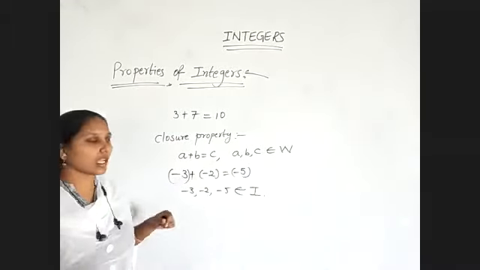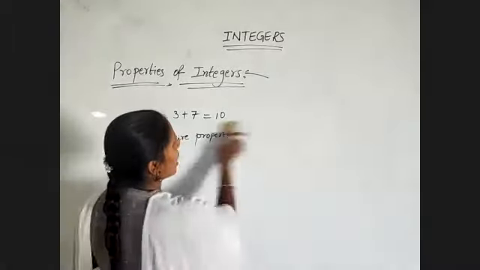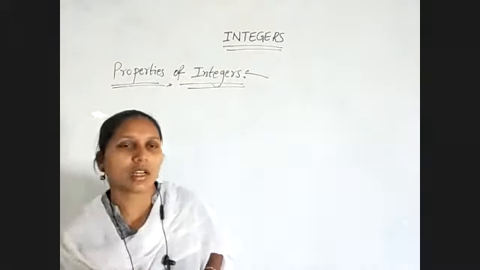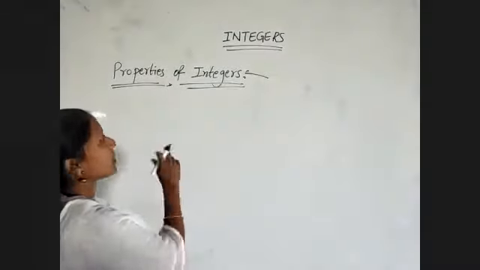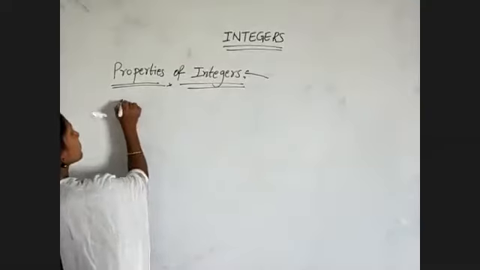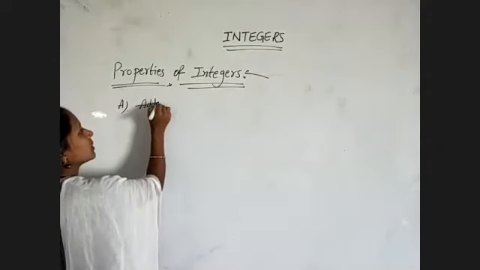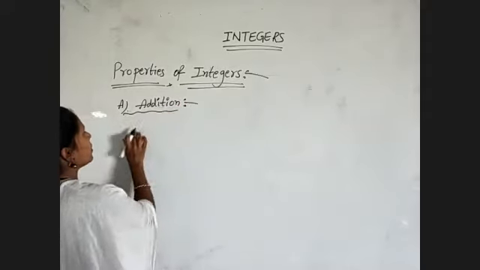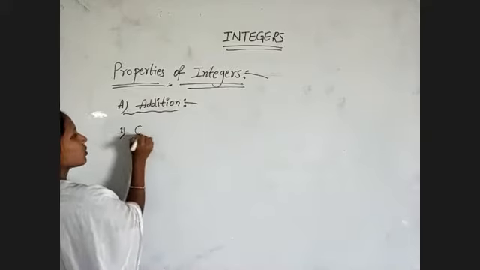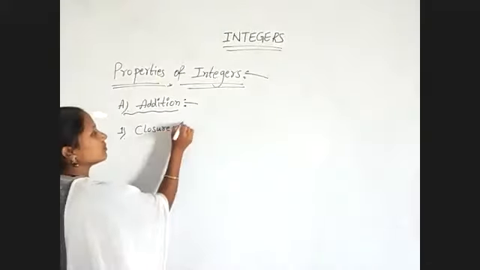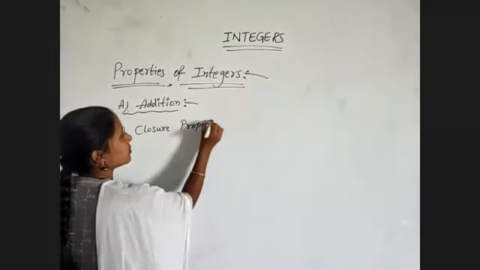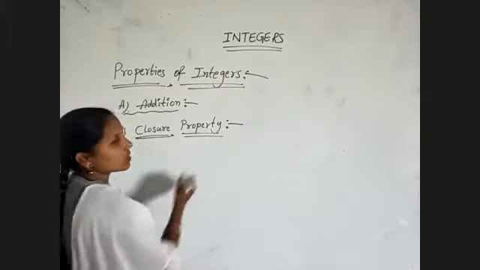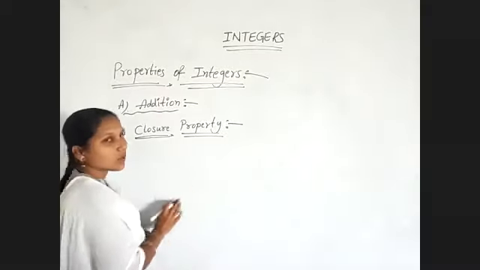So here we are checking whether all these properties are suitable under addition, subtraction, multiplication or division or not. So now first of all I am checking the properties of integers under addition. So the first property was closure property. Closure property statement, just now I told you. By words I will write first.